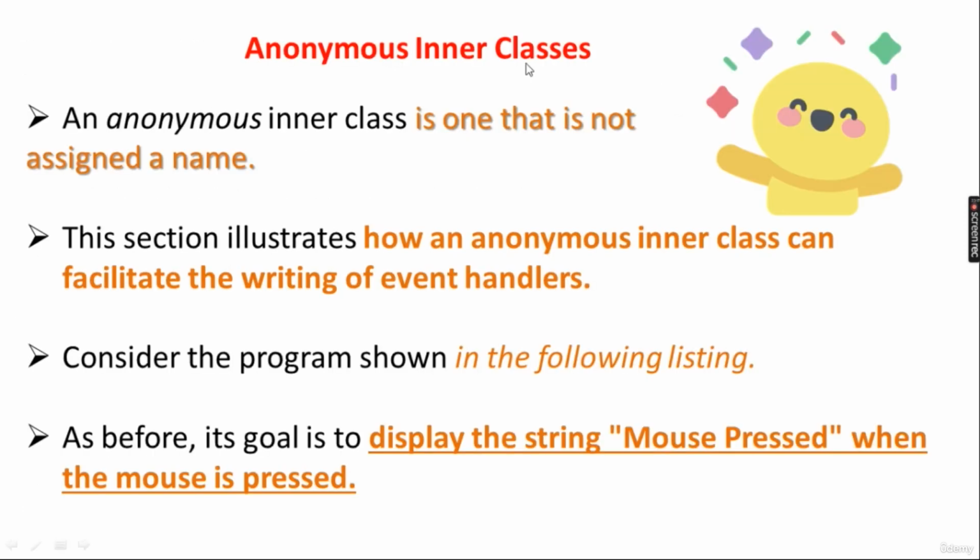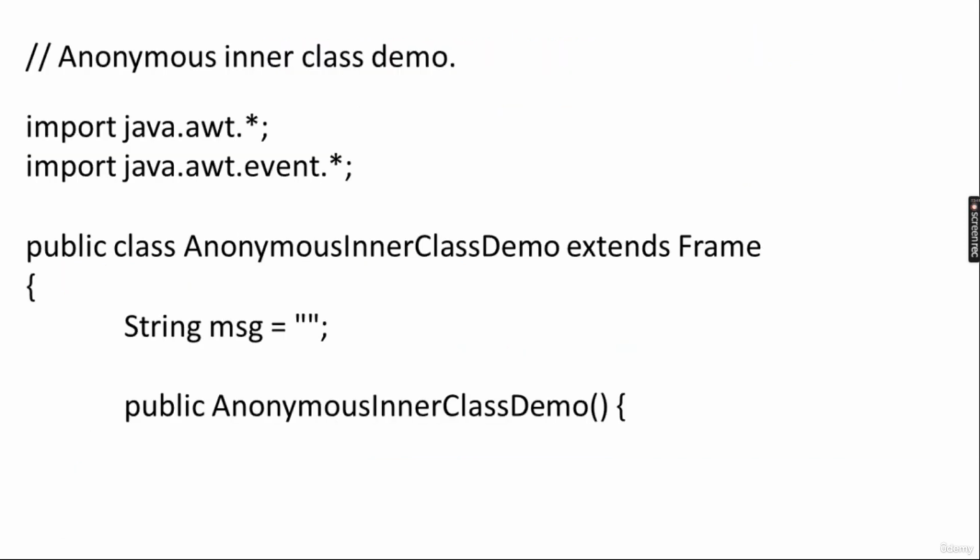Then next, anonymous inner classes. An anonymous inner class is one that is not assigned a name. So it is a no-name inner class. In this section we will see how an anonymous inner class can facilitate the writing of event handlers. So we will go through the program now. In the following listing, the goal is to display the string mouse pressed when the mouse is pressed.